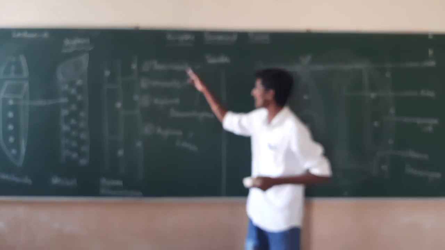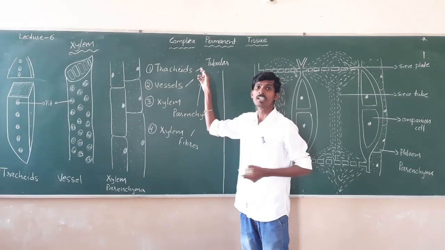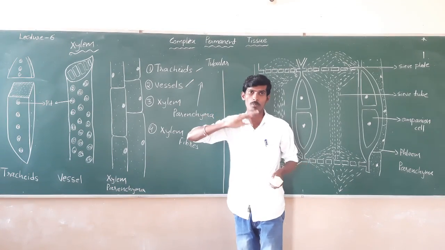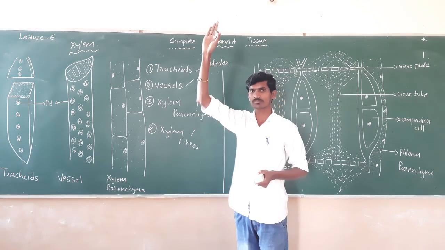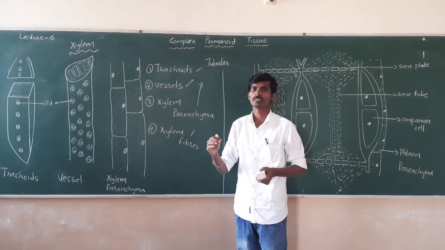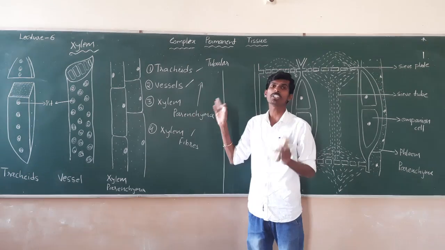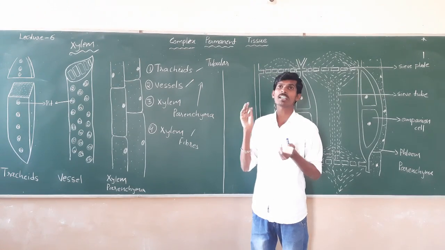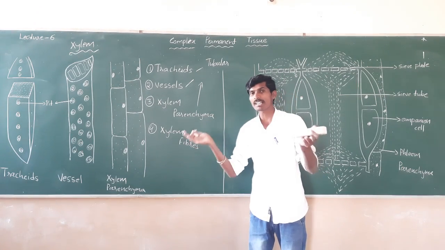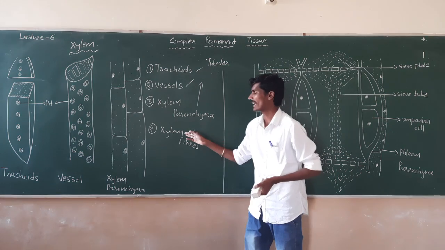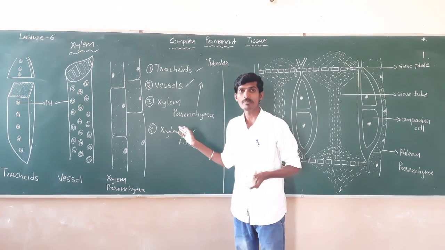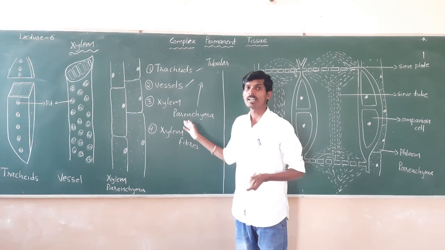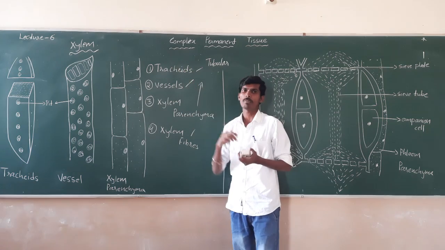Okay, the tracheids and vessels are tubular in structure. It's a tube-like structure, helpful for the transport of water and minerals in a vertical, upward direction. And next, the xylem parenchyma stores the food. The stored food is helpful for the neighboring cells conducting the materials. The xylem fibers are a mechanical tissue, and they provide support to the plant body.